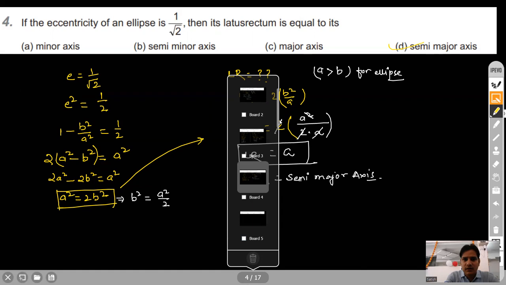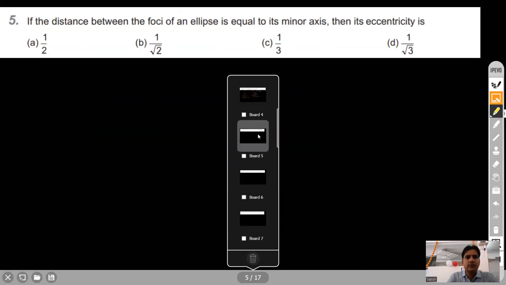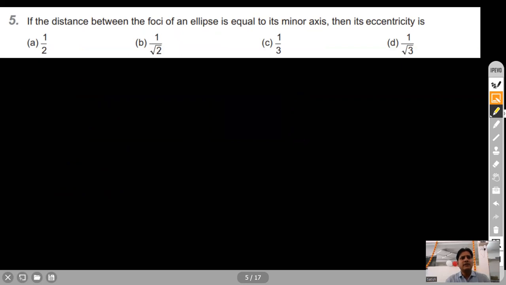Now moving to the next one, question number 5. If the distance between the foci of an ellipse is equal to minor axis, then its eccentricity is. The distance between foci of the ellipse is given to us, and it is given to be equal to the minor axis. Okay. So what is the distance between the foci? Distance between foci of ellipse is equal to 2AE, right?